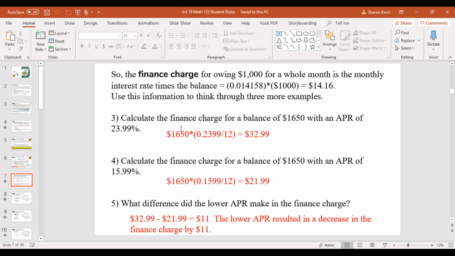Now, here's a couple different ones. It says, let's calculate if I had a balance of $1,650, but I had some different APR rates here.